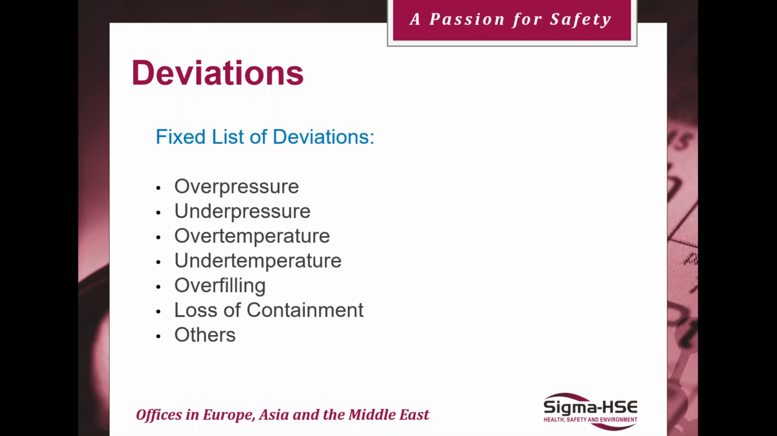Typical deviations that we use: the overpressures, the underpressures, overfilling, losses of containment caused by, for example, hose failures or temporary piping, those kinds of things, impact damage by forklift trucks, that kind of thing. It's not a huge list, is it?